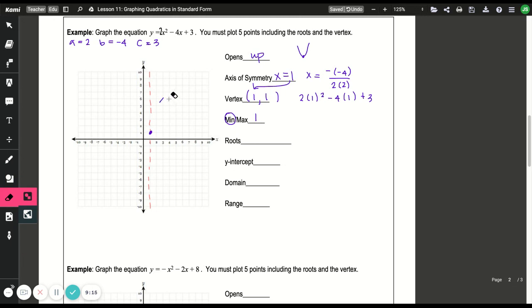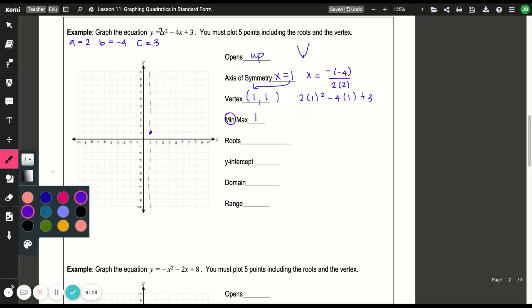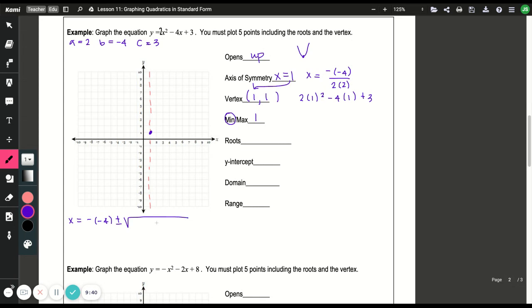I want to show you, though, because somebody actually asked about this in one of the problems today, plus it's just important to know. Let's say we didn't recognize that because we hadn't started graphing yet, and we were going to try to solve for the roots using the quadratic formula. So I get x equals -b plus or minus the square root of -4 squared minus 4 times 2 times 3, and all of that is over 2 times 2.